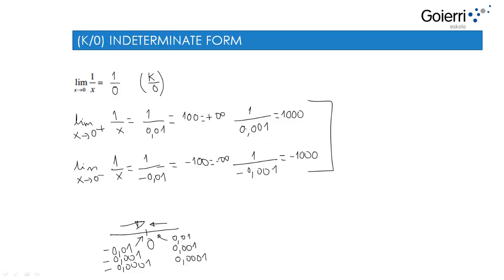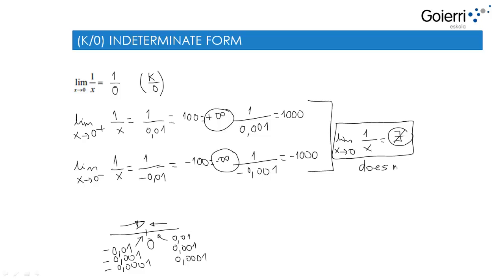So what happens when two-sided limits have different values? We can say that our limit as x approaches 0 of 1 over x has no solution, it does not exist. You can write it down this way with this notation, or you can write down that it does not exist. It's the same.